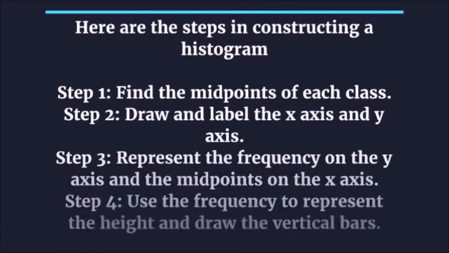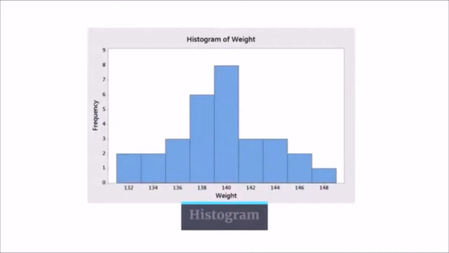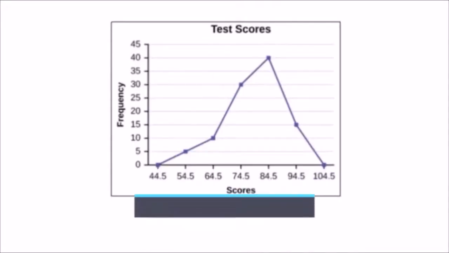Here are the steps in constructing a histogram. Step 1. Find the midpoints of each class. Step 2. Draw and label the x-axis and y-axis. Step 3. Represent the frequency on the y-axis and the midpoints on the x-axis. Step 4. Use the frequency to represent the height and draw the vertical bars. Again, this is how a histogram looks like. Second is the frequency polygon.